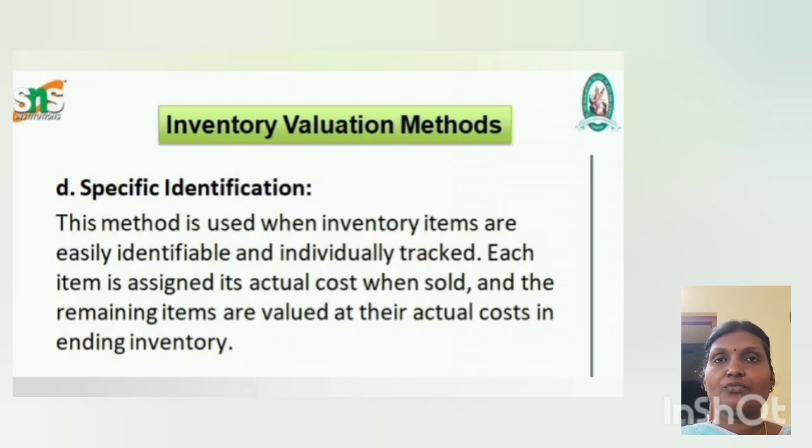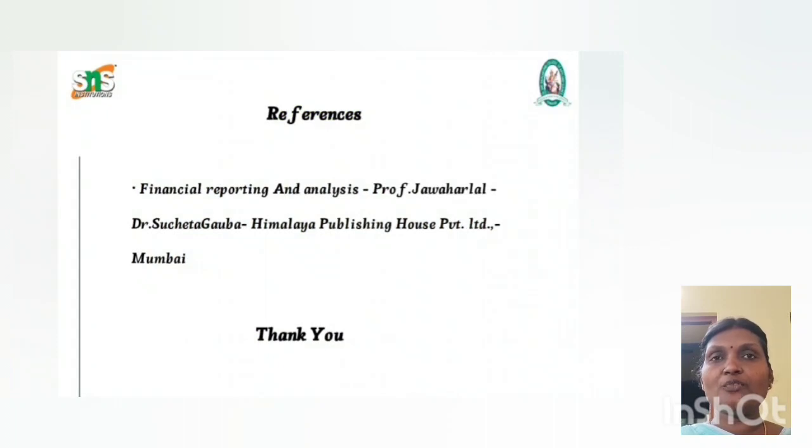Then the fourth method is called specific identification. This method is used when inventory items are easily identifiable and individually tracked. Only under these circumstances can we use this method of specific identification. Each item is assigned its actual cost when sold.